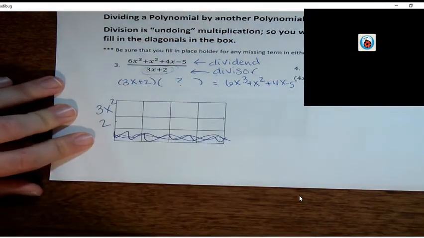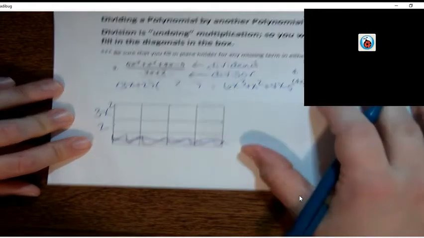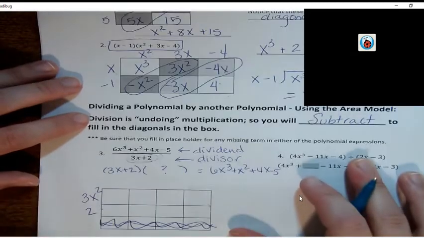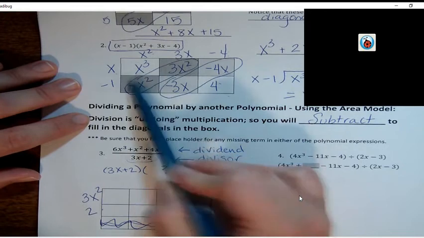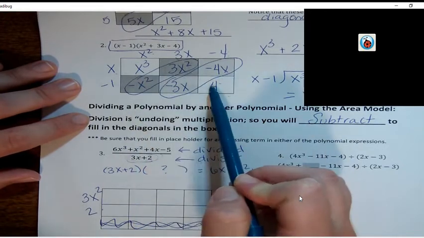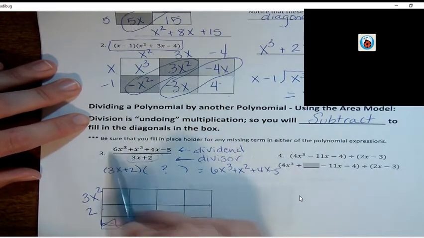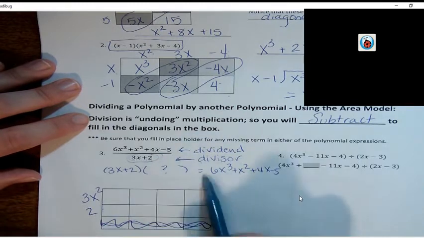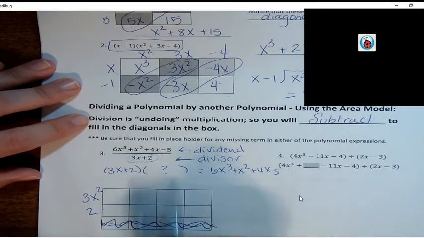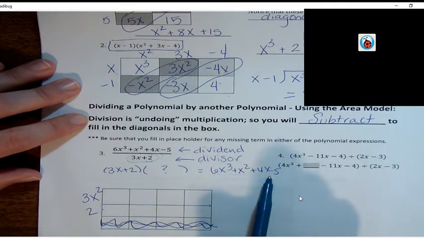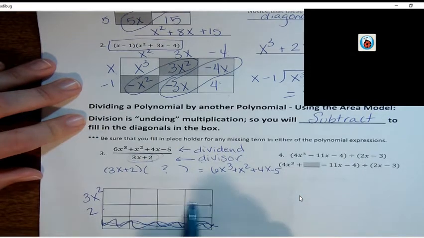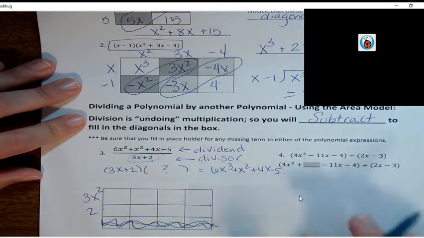Okay. Now we're doing the opposite of what we did before. So what we did before was we ended up with the product on the inside of the box. Okay. This big polynomial on top is the result of a product. Okay, so this thing is what needs to go inside the box. I'm going to fill in this thing all the way along the top. Okay, that's what's going to happen.